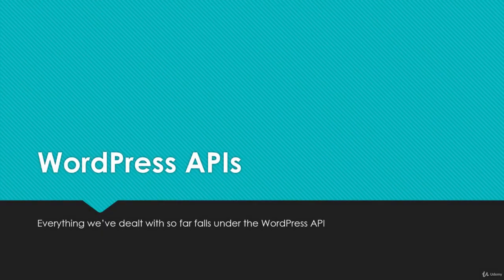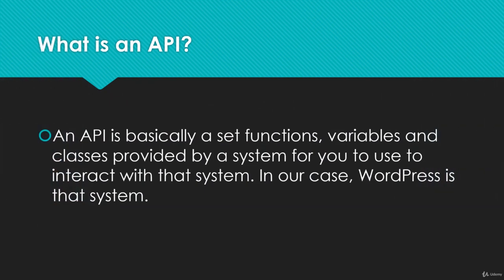Throughout this course, I've introduced you to various APIs and concepts related to WordPress. Everything we've dealt with so far can be put under the WordPress Core APIs. The WordPress Core APIs is the general term for all the APIs WordPress encompasses. First, let's understand what an API is.